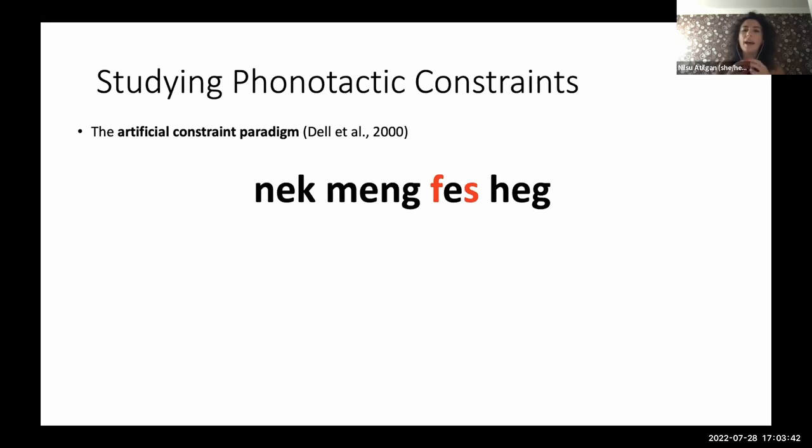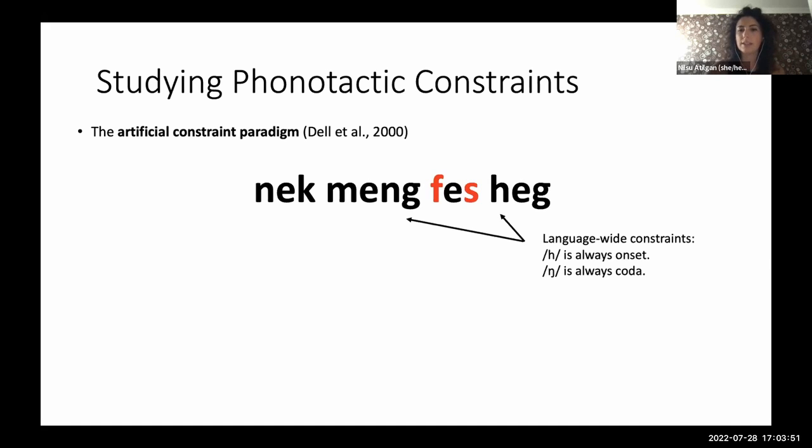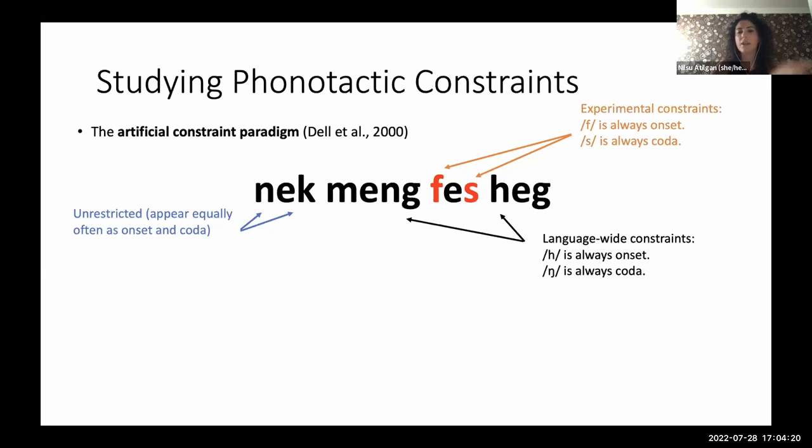What they did was have a sequence of four nonsense syllables that embedded three different kinds of constraints. The first they called language-wide constraints. Specifically, H is always an onset, and the N sound is always the coda. This is in line with spoken English that we've been exposed to for several years. The second category, experimental constraints, is probably the most important one. Arbitrarily chosen for this experiment specifically, F is always onset and S is always coda. The unrestricted category is the rest of the letters, appearing equally often as onset and coda.